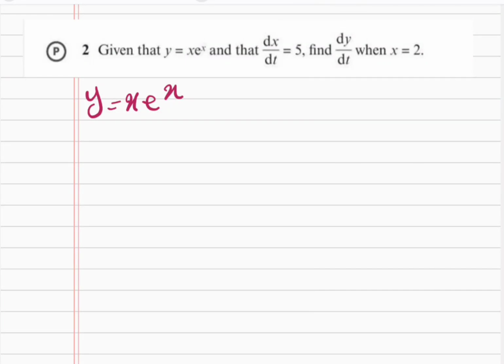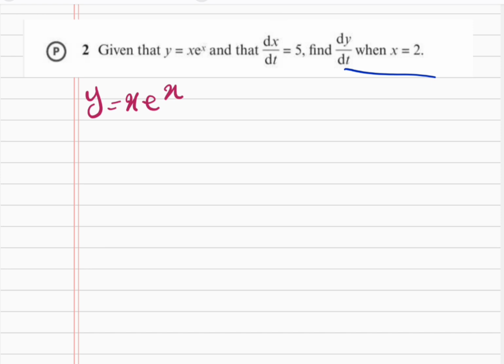Hi everyone, this video is on exercise 9J question 2. So we have the function y is equal to x times e to the x, and we are given the value of dx/dt, and we want to find dy/dt when x is equal to 2. So these types of questions are all about using the chain rule.